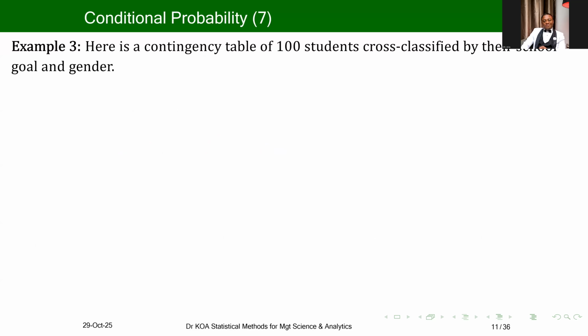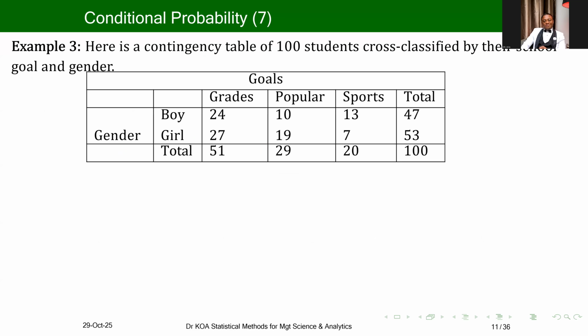All right. So today we want to continue looking at conditional probability, and I want to start by giving you a contingency table. This is a cross-tabulation table of 100 students cross-classified by their goal. Some students want to do well in their grade, some came here to be popular, and others came to engage in sport.